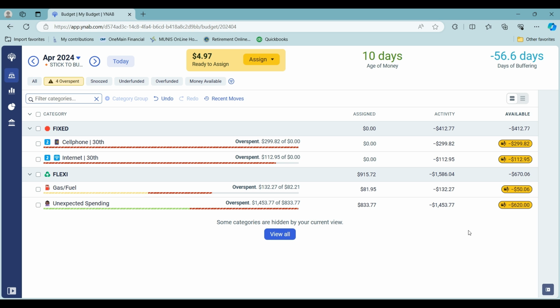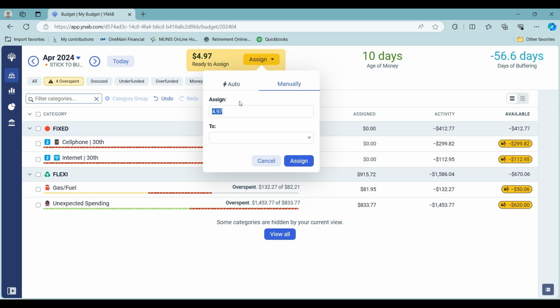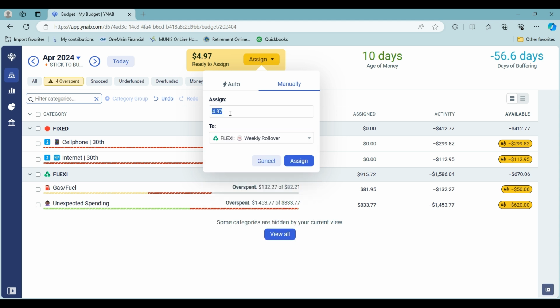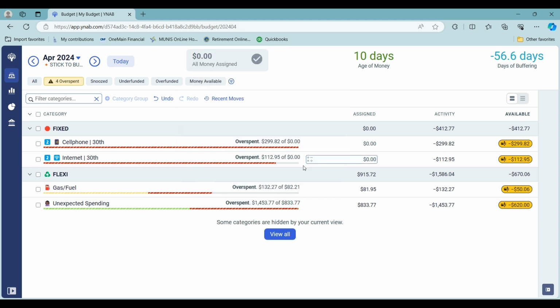So this $4.97, let's put it to sit in the weekly rollover for now. Because this is technically, you know what, let's put it in the weekly rollover. We just need to get rid of it for right now. I have to go in and see what accounts the interest came in, because I actually want to put it to whatever sinking funds is occupying that account that earned the interest, if you follow.